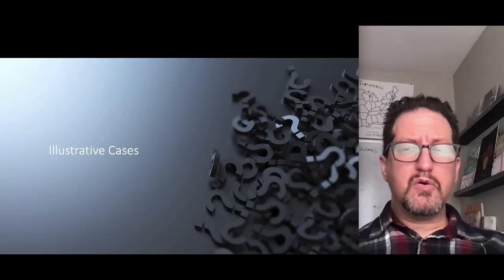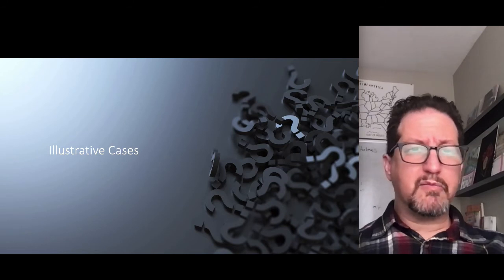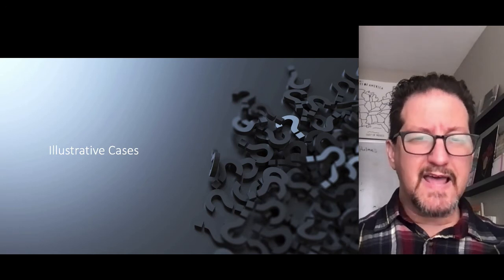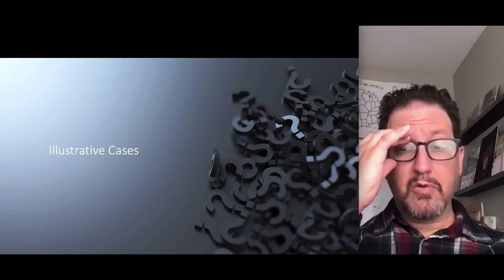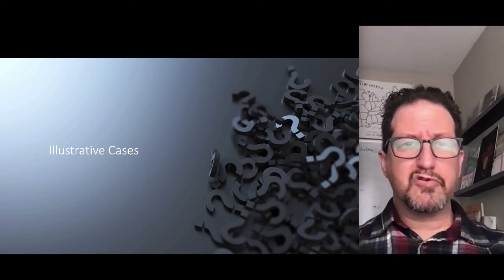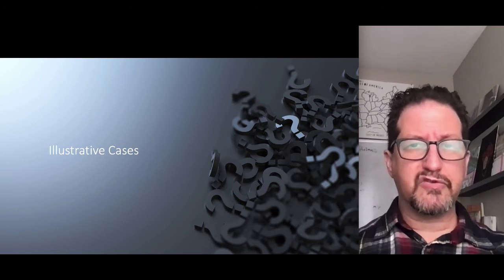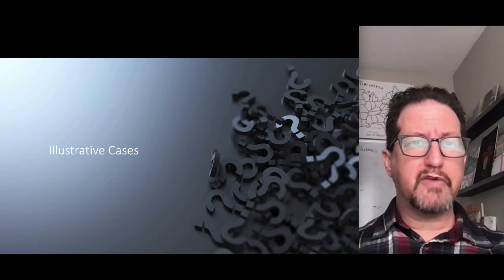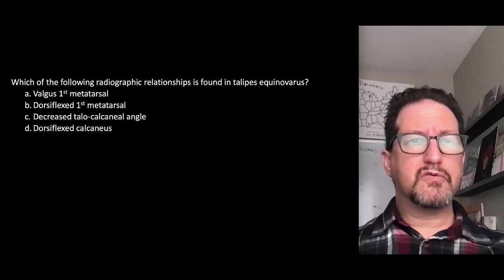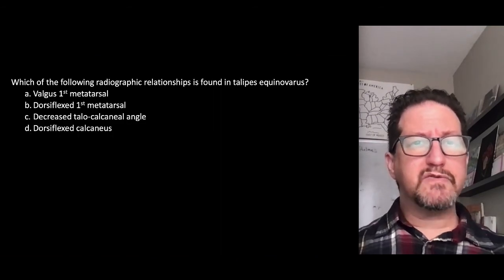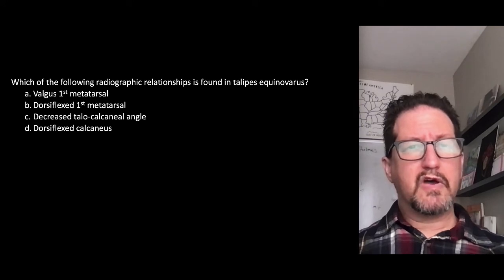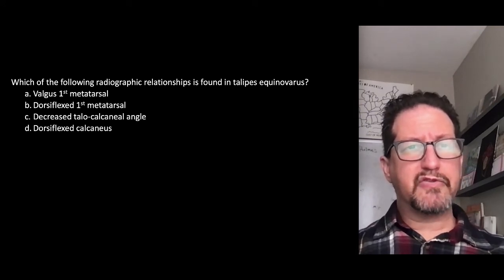Okay, so now we were going to talk about some illustrative cases, but instead I'd like to maybe reward you for persevering in your studies with this really good topic. I'm going to go over some test questions. So let's first look at this one. Which of the following radiographic relationships is found in Talipes equinovarus? Again, hit pause and you can kind of think about this for a minute.